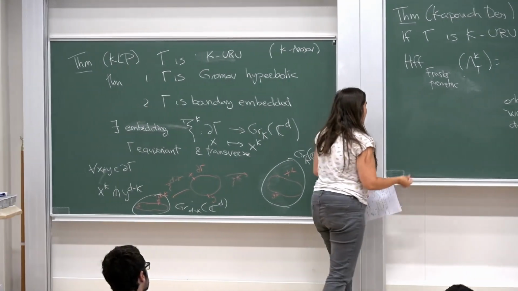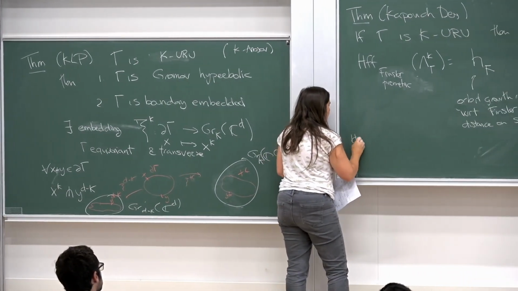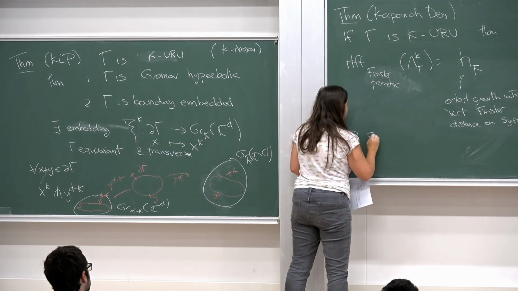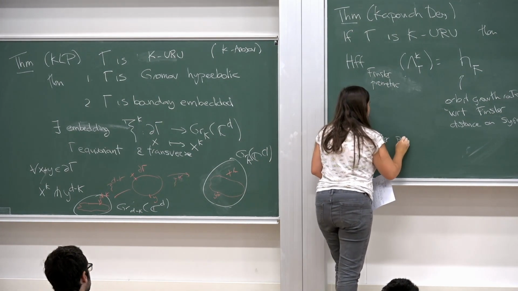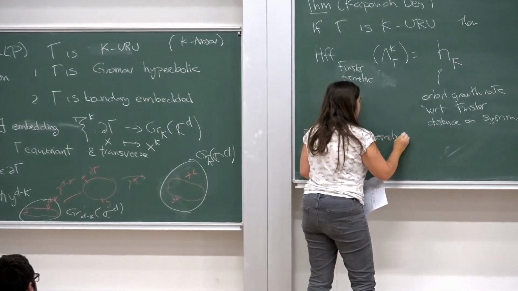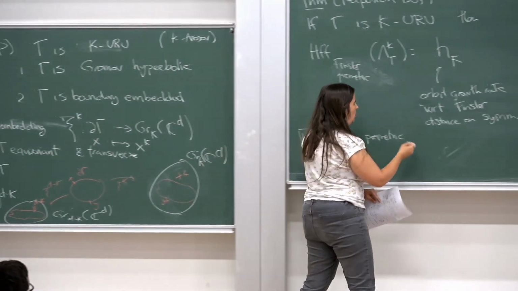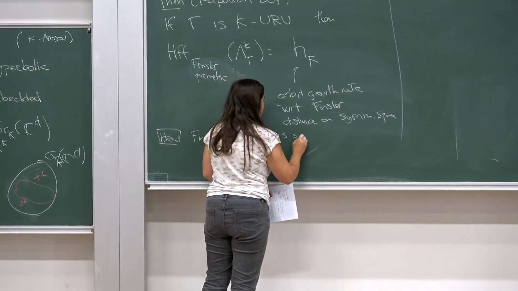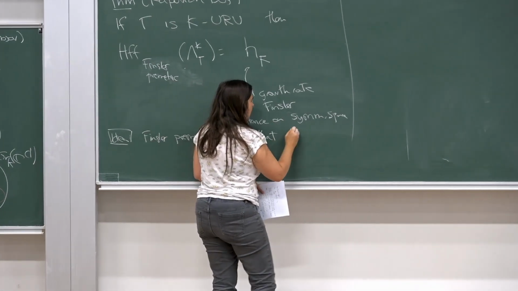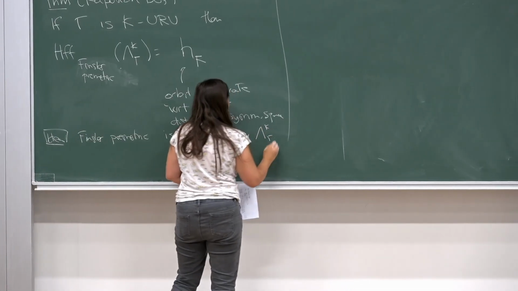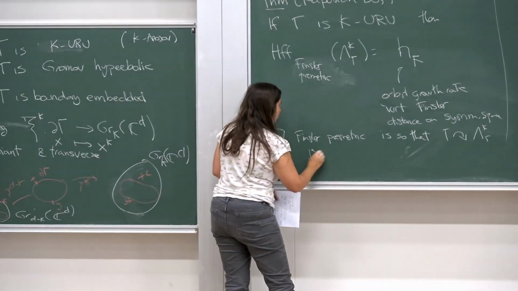And the main idea, one important idea here, is that this Finsler premetric is rather hard to compute, but it's made so that the action of gamma on the limit set is conformal.